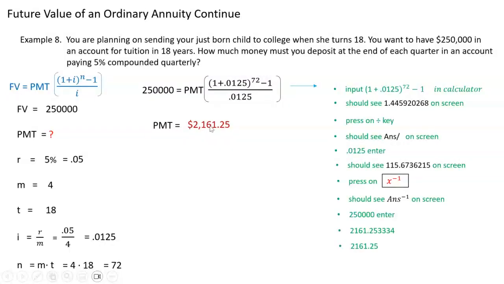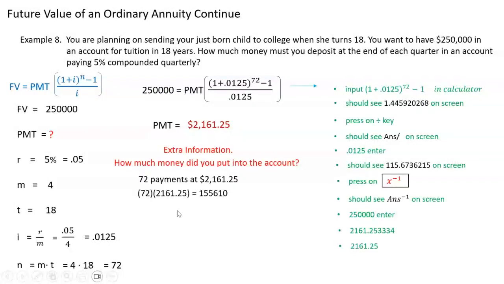Now, how much money did you actually put into the account, and how much interest did you earn? Okay, this is the extra information. How much money did you put into the account? So how many payments are there? There's 72 payments. So you multiply 72 times the payment, which will give you $155,610.